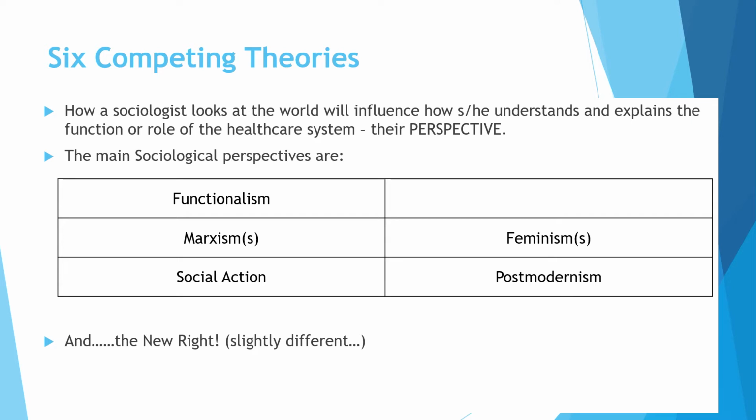Now there are 6 theories in sociology, but as I said before, we're going to focus on 5. The main theories are functionalism, Marxism, feminism, social action, and postmodernism. New Right is a sociological theory, but it doesn't fit in here. It does fit in with healthcare, but we're not going to focus on it too much because it's slightly different; it's a political theory.